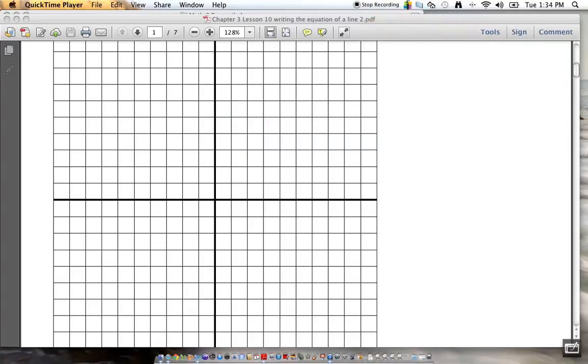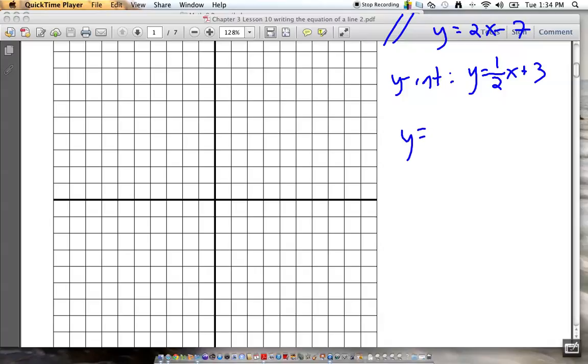Now, the next question says, what is the equation of a line that's parallel, that's the symbol for parallel, to y equals 2x minus 7, and has the same y-intercept as y equals 1/2 x plus 3. So whenever we want to write the equation of a line, it's y equals box x box.